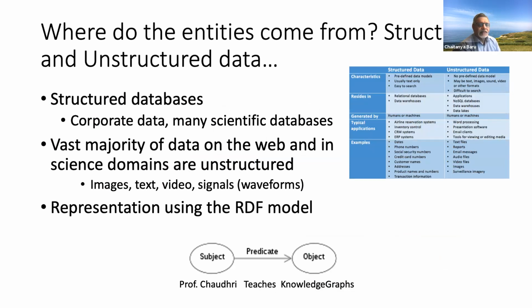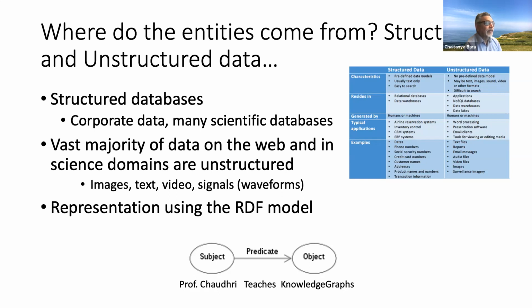Okay, but then going back to the entities that we want to have in these knowledge graphs, where do they come from? By now, as we said, we have lots of structured data in the world. We also have lots of unstructured data. Structured data are your typical relational databases, row column kinds of things. They occur in corporate databases. In fact, many scientific databases have these kinds of structures, and they do have schemas. And you can derive your entities from those tables. You can derive your ontologies from those schemas, at least part of it. But a vast majority of data still exists in unstructured form, whether it's text, videos, signals of all sorts.